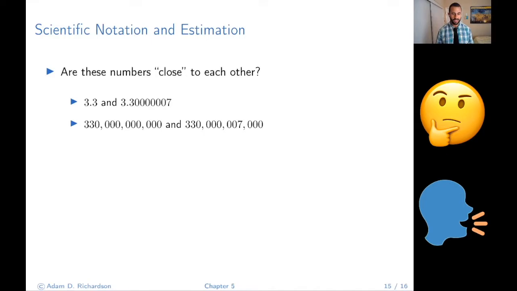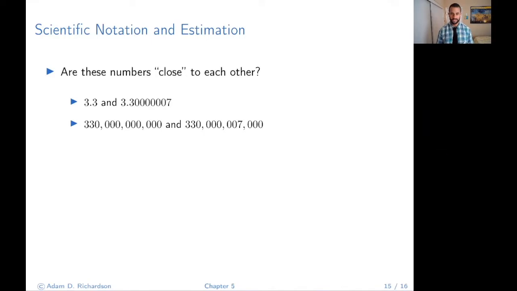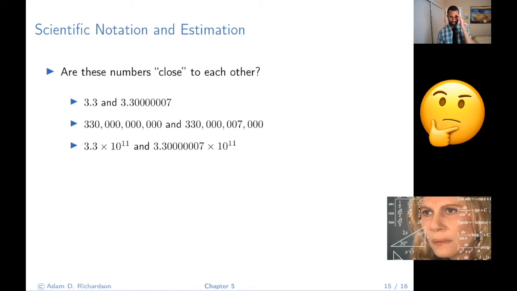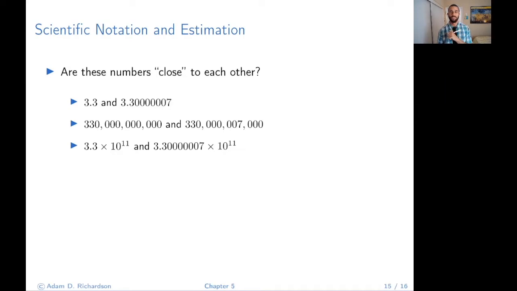Okay, and then let's look at one more set. What about those two numbers? Are those two numbers close to each other? What do you think? Are they close to each other? Well, let's talk about it.